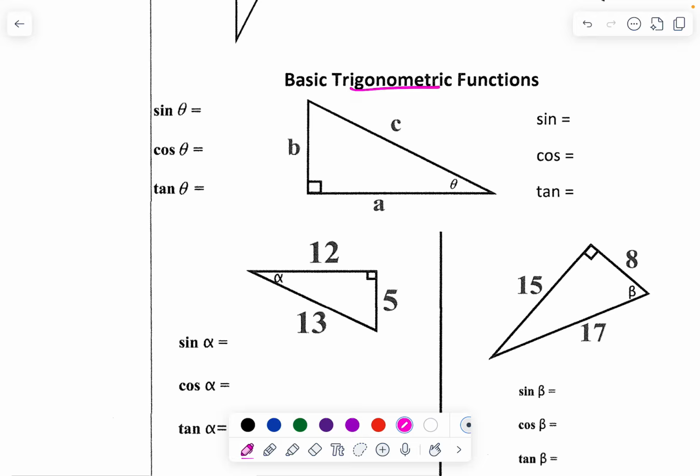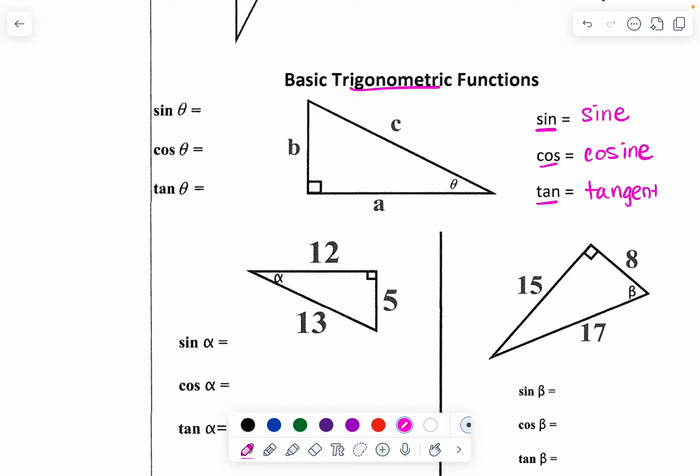Okay, so a couple of things. The three basic trig functions are, the abbreviation is SIN, but that's for sine. This is cosine, and this is tangent. So even though these are abbreviations, those abbreviations are sine, cosine, tangent, not sin, cos, and tan, okay?